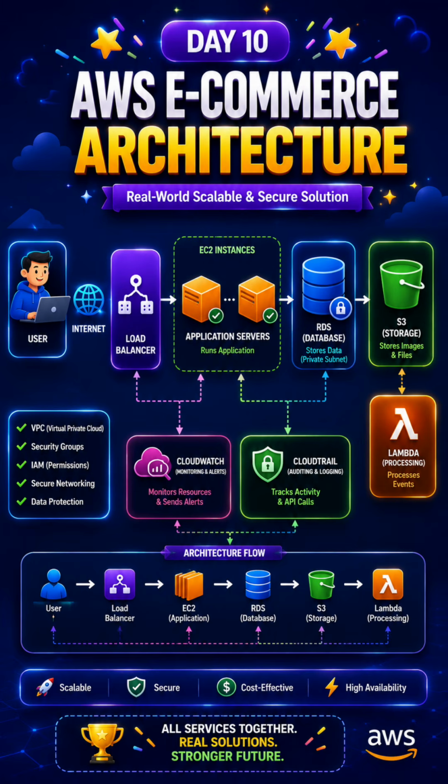The first thing they reach is the load balancer. The load balancer receives the incoming request and distributes the traffic across multiple EC2 instances. Why multiple EC2 instances? Because imagine thousands of customers visiting the website at the same time. Instead of sending everyone to one server, the load balancer distributes the traffic across multiple servers. And if one EC2 instance becomes unhealthy, the load balancer can stop sending traffic to that server.